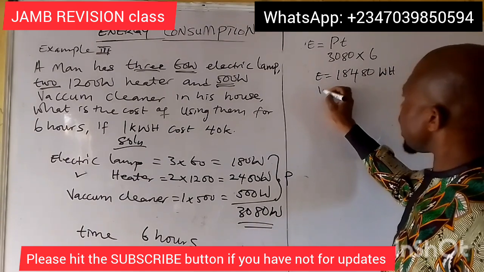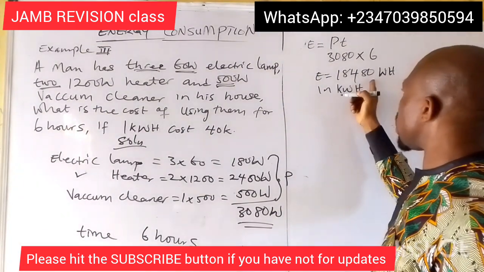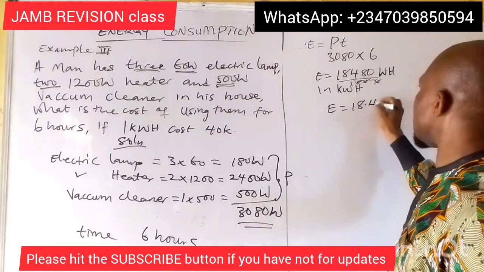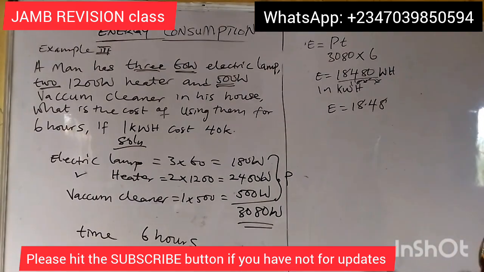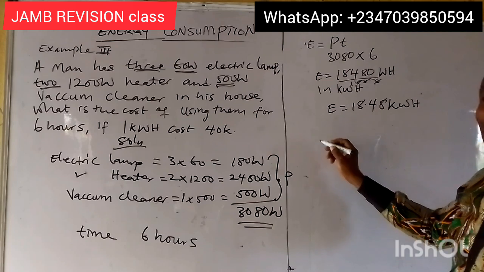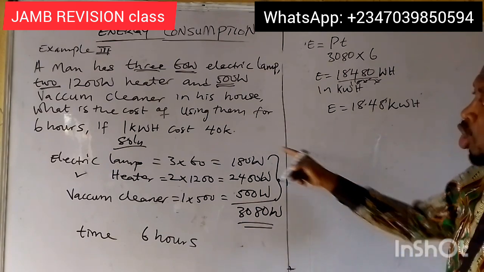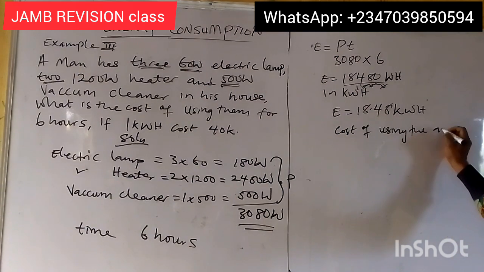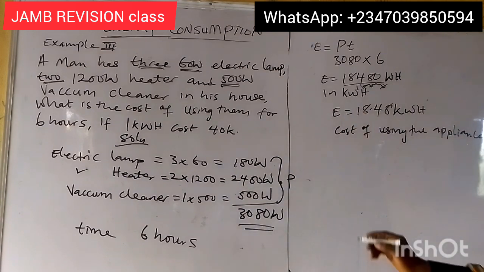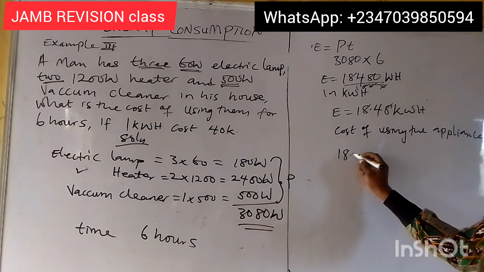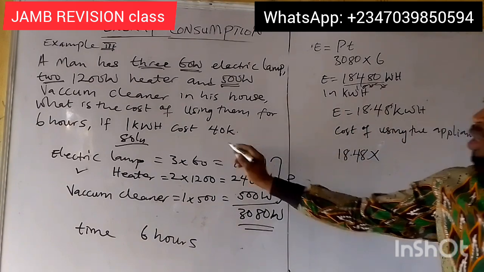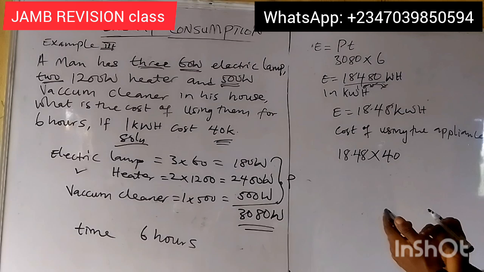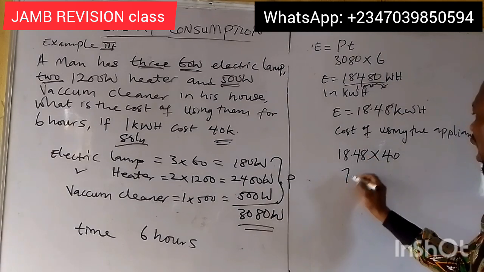Now, the next step is in kilowatt hour. We divide this by 1,000. If you divide it by 1,000, we have that energy is 18.48 kilowatt hour. Now, having gotten it up to here, you now multiply it with the cost. If the cost is 40 kobo, so cost of using the appliance will give us 18.48 kilowatt hour times the cost per kilowatt hour or per unit. The unit cost there is 40. Now we have 18.48 times 40, which will give us 738.